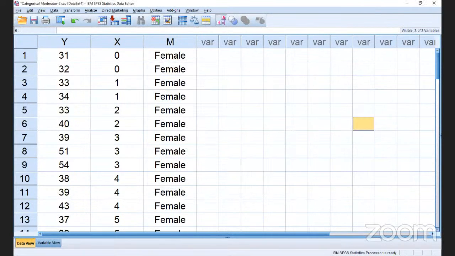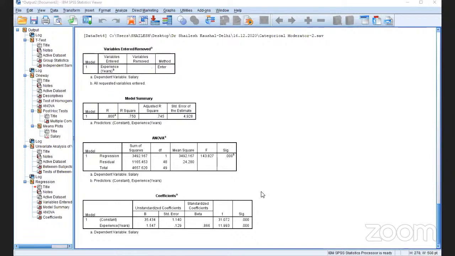So this is my result. What is the output? This is my table. Through this table, we can see in the last table, coefficients, that experience is the independent variable and salary the dependent variable, and we can see it is significantly contributing to the dependent variable. It means the relationship between the two is significant.